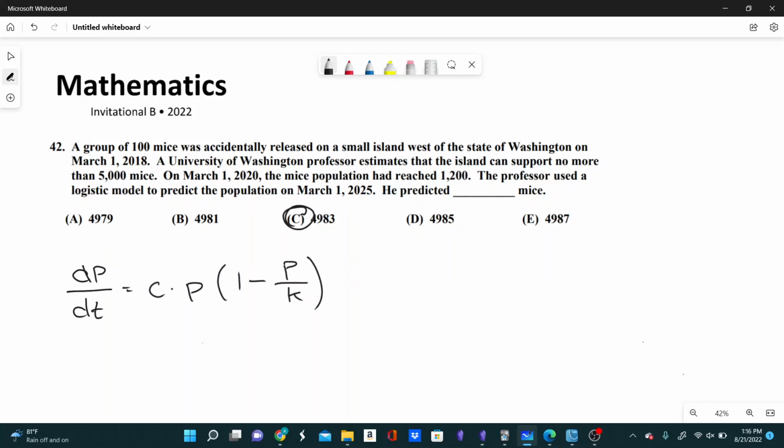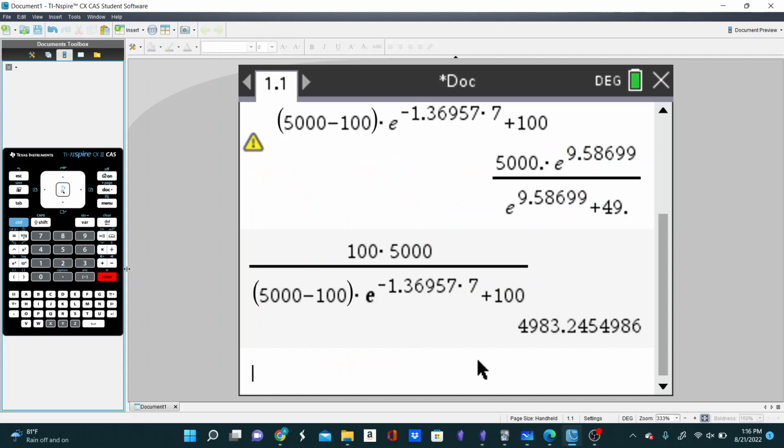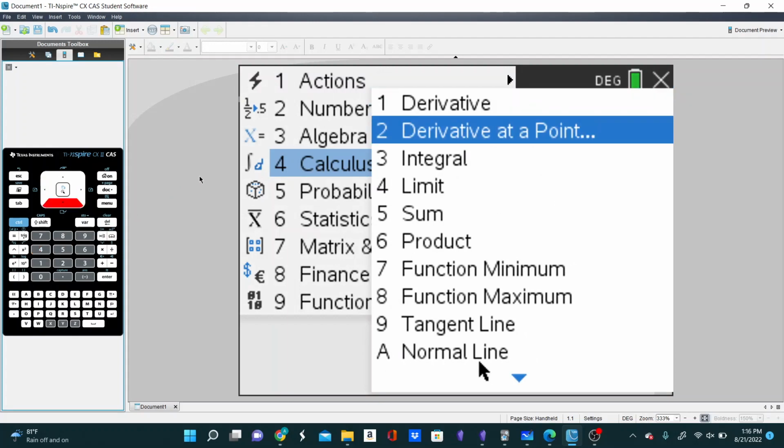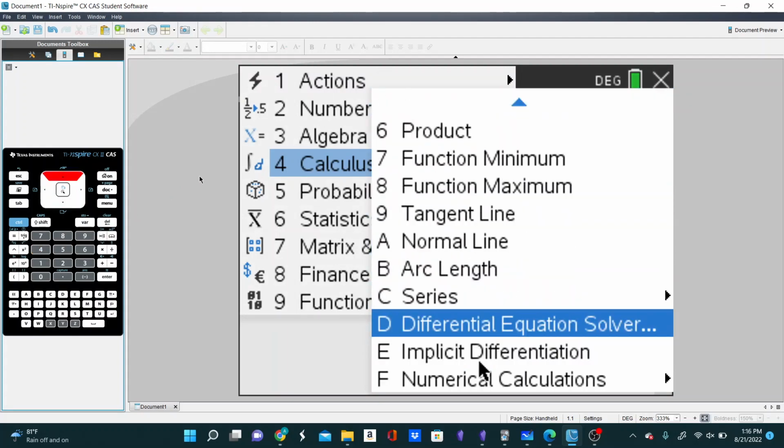So for the values that we have, dP/dt, also known as just P prime, is equal to our constant, which we don't know, times the population, which is a variable, times 1 minus P over the carrying capacity, which in this case is 5,000. So if we go back to our calculator, and if you don't have an Inspire, just skip this part. I'm not sure if the TI-84 has this function, but it would surprise me if it did. So I'm just going to clear this real quick. If you go to Menu and then 4 for Calculus, and down here to the Differential Equation Solver.